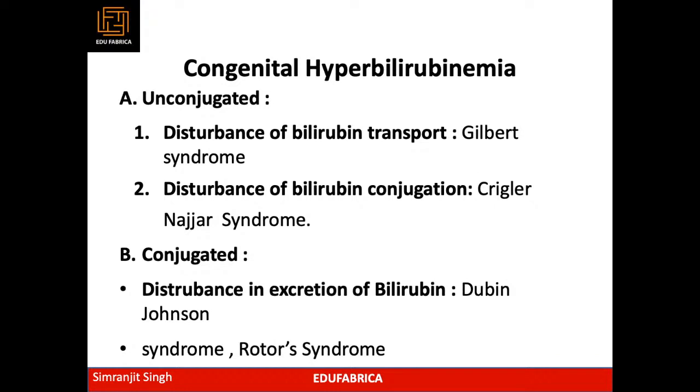So in congenital hyperbilirubinemia, unconjugated, such as disturbance of bilirubin transport, like Gilbert syndrome, or disturbance of bilirubin conjugation, like Crigler-Najjar syndrome. In the conjugated one, there will be disturbance in the excretion of bilirubin, like Dubin-Johnson syndrome and Rotor syndrome.